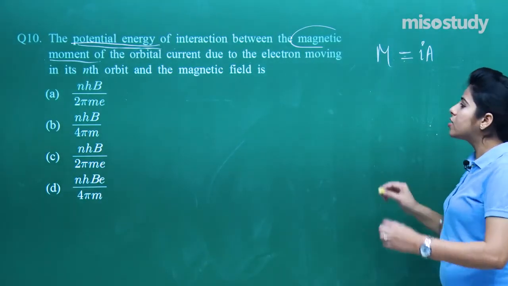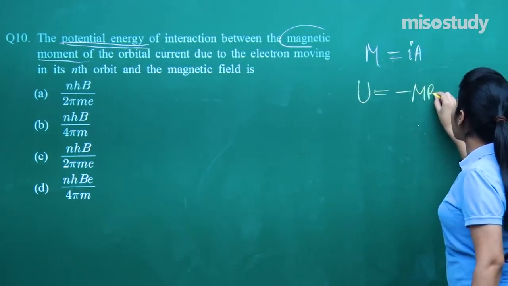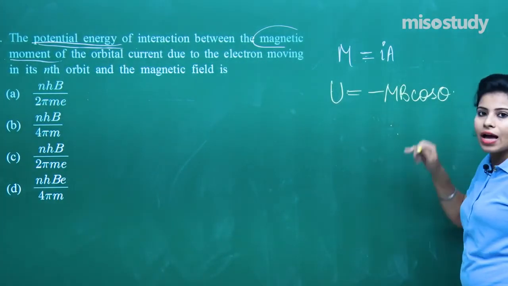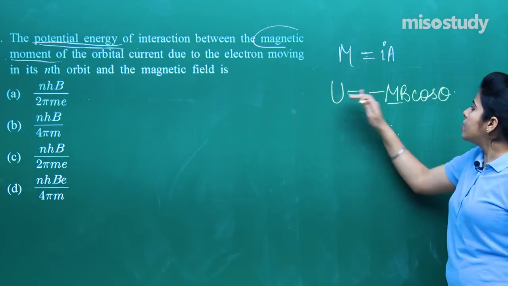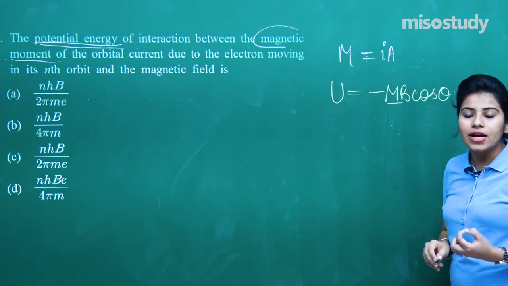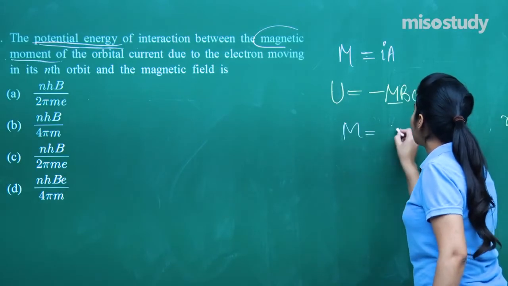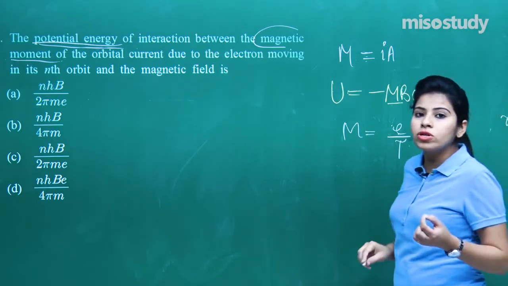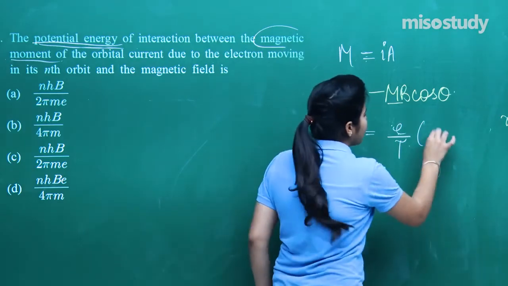Finally, what I have to find in this question is the potential energy, that is U, and U is denoted as minus mB cos theta, where theta is the angle between the magnetic field and the magnetic moment. Now to find m, I have m equals to IA. I is the current, and current is charge per unit time. So I can write it as m equals to e by T into A. Because the electron is revolving in a circular orbit, I have to write the area as pi r square.